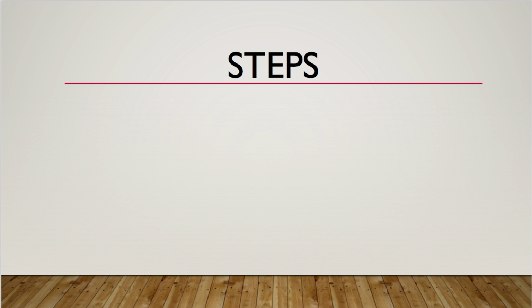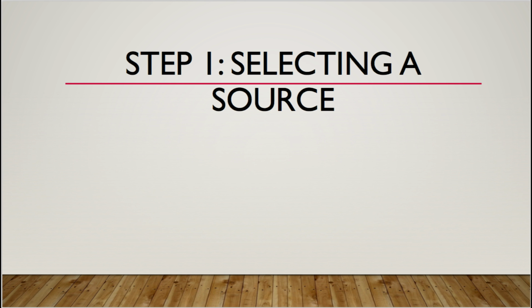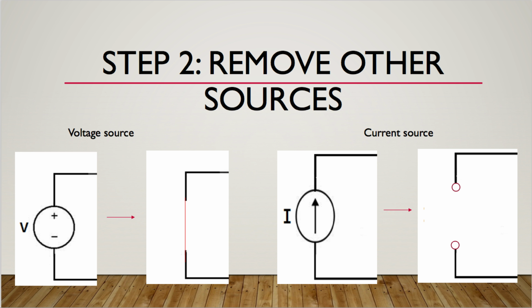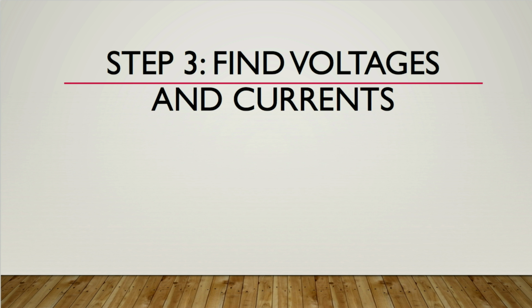Superposition theorem is applied using 5 steps. Firstly, select a single current or voltage source. Step 2. Remove any other sources, replacing any voltage sources with short circuits, replacing any current sources with open circuits. Step 3. Find voltages and currents caused by the chosen source.